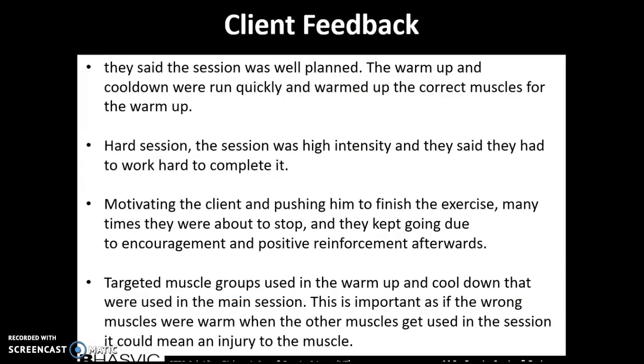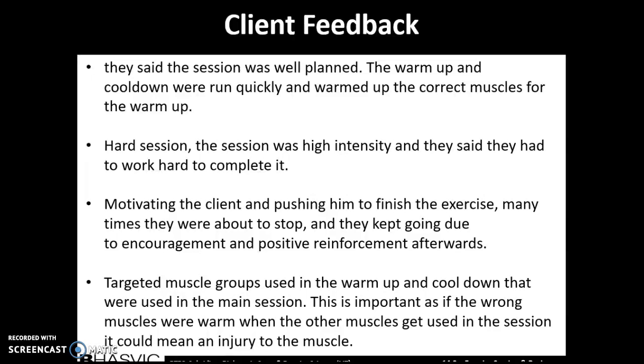Right, so the client's feedback. They said the session was well planned, the warm-up and cool-down were run quickly and warmed up the correct muscles. He said that it was a hard session, the session was high intensity, and they said they had to work hard to complete it. They also said I was motivating the client and pushing him to finish the exercise. This is what I was doing. Many times they were about to stop, and they kept going due to the encouragement and positive reinforcement afterwards.